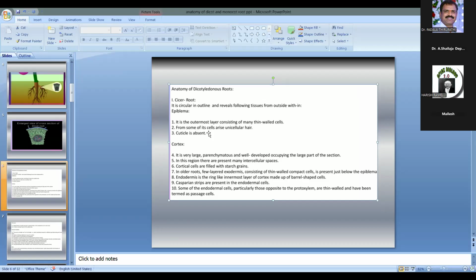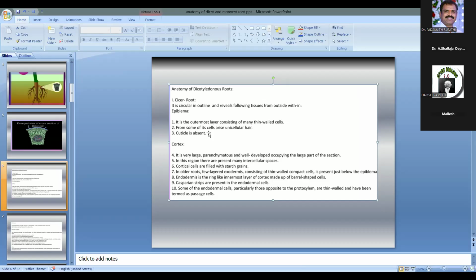It's a very important point. Coming to the root epidermis, it is usually uniseriate. Most of the epidermal cells extend out in the form of tubular unicellular root hairs. The cells of the epidermis which form root hairs are called trichoblasts. And these cells are usually smaller in size. The epidermis is also known as piliferous layer or epiblema. See here, epidermis is also known as piliferous layer or epiblema.